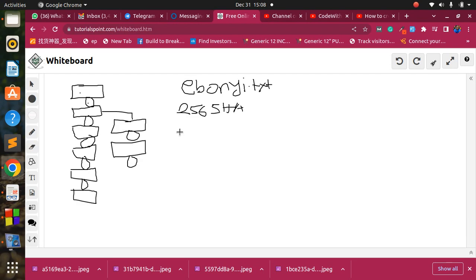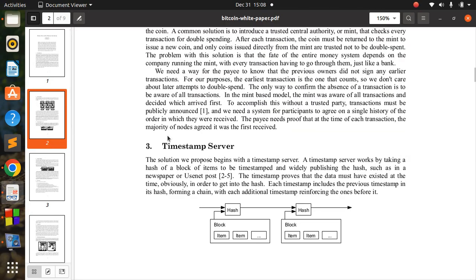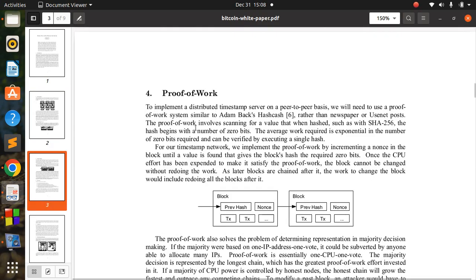All right, so if you have gone through the first video, that's part 1, we stopped at the timestamp server. So we're going to start from number 4, which is proof of work. I'm doing my best to explain this in greater detail so that you can understand what Bitcoin is all about.